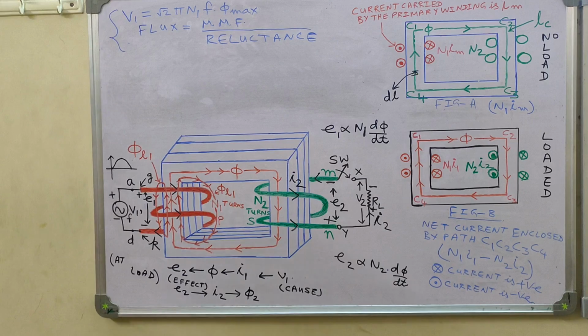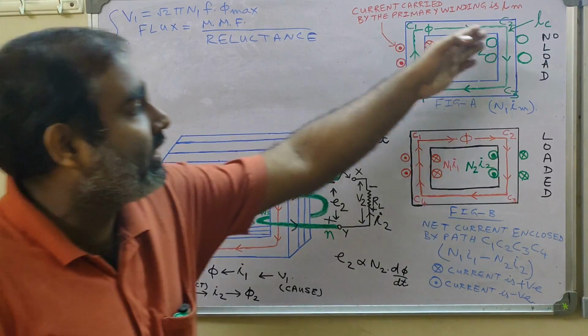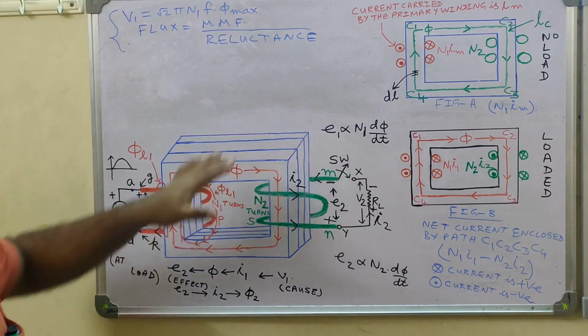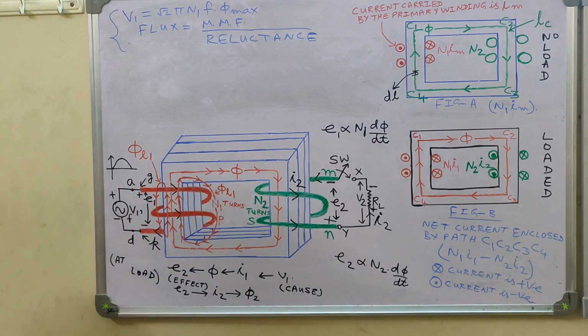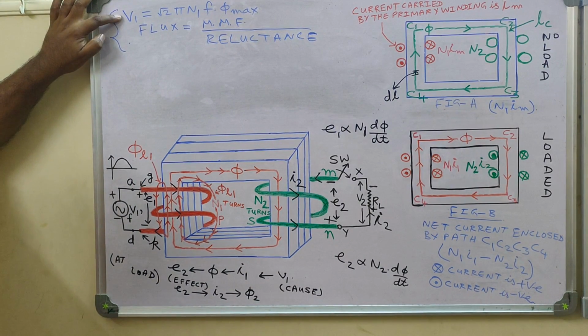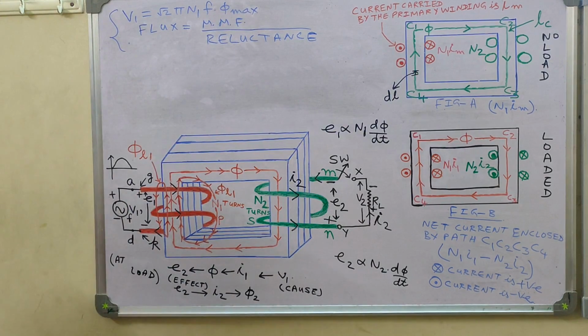What are we going to conclude? We are trying to say that the maximum value of the flux in the transformer magnetic core is always going to be constant, whether it is loaded or not loaded. In both load and no load conditions, the value of phi max, the maximum value of the mutual flux in the magnetic core of the transformer, is constant. Why is phi max constant? Because I am not changing the RMS value of the applied voltage V1, nor the frequency F of the applied voltage. That's why phi max will be constant.